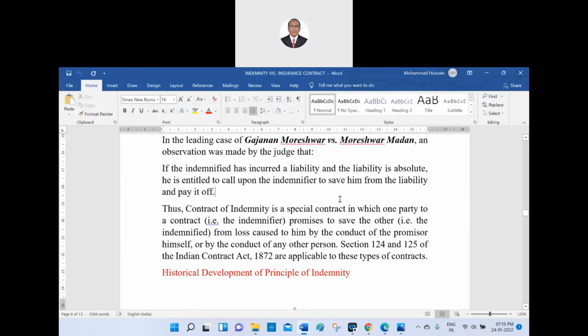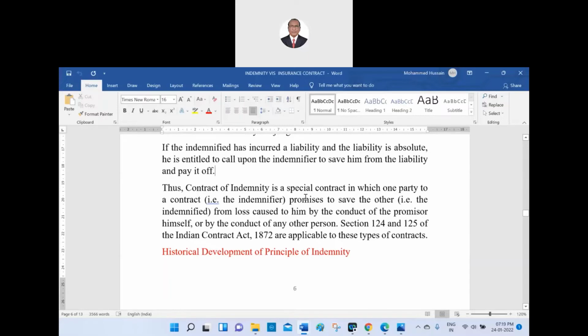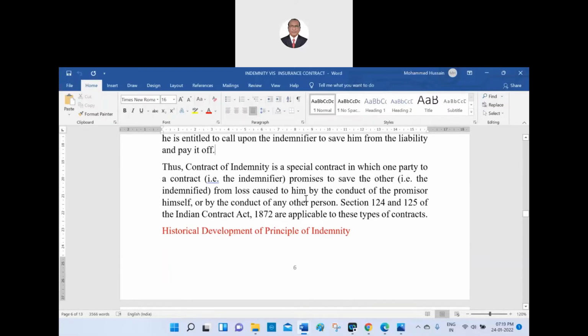If the indemnified has incurred the liability, meaning the policyholder incurred the liability or injury is caused to him, and the liability is absolute, he is entitled to call upon the indemnifier, that means a stakeholder, to save him from the liability and pay it off. So he will ask the insurer to come to his rescue. His rescue means the indemnified's rescue.